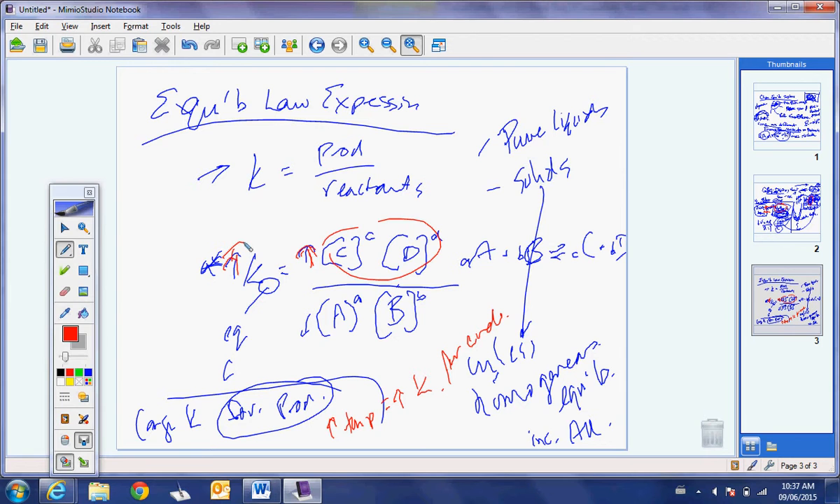The endothermic's on the left side? I mean, if the energy's on the left side, would it shift towards the products? Is that what you're saying? So it's trying to balance it out.